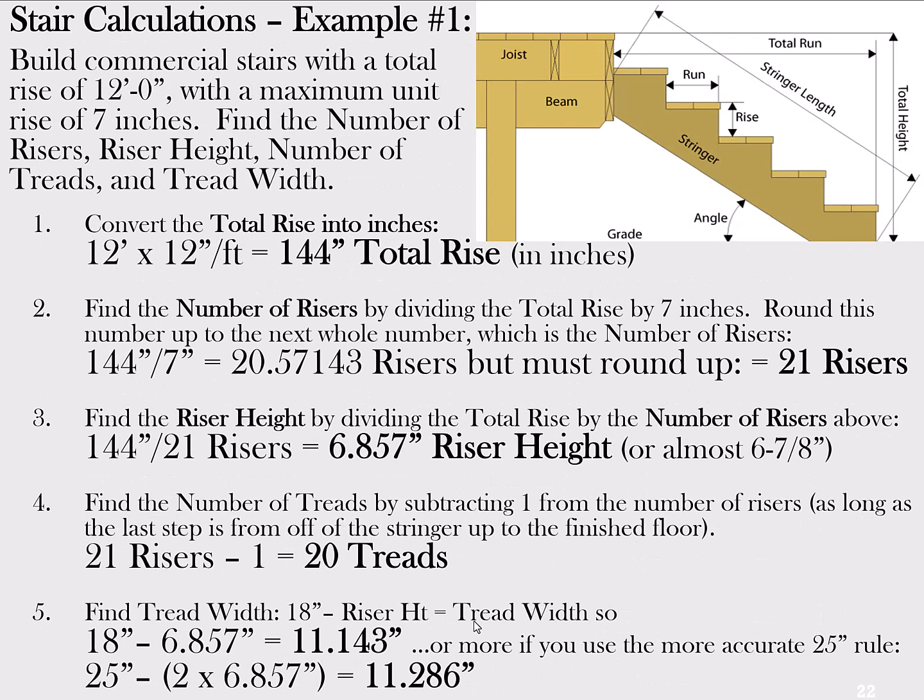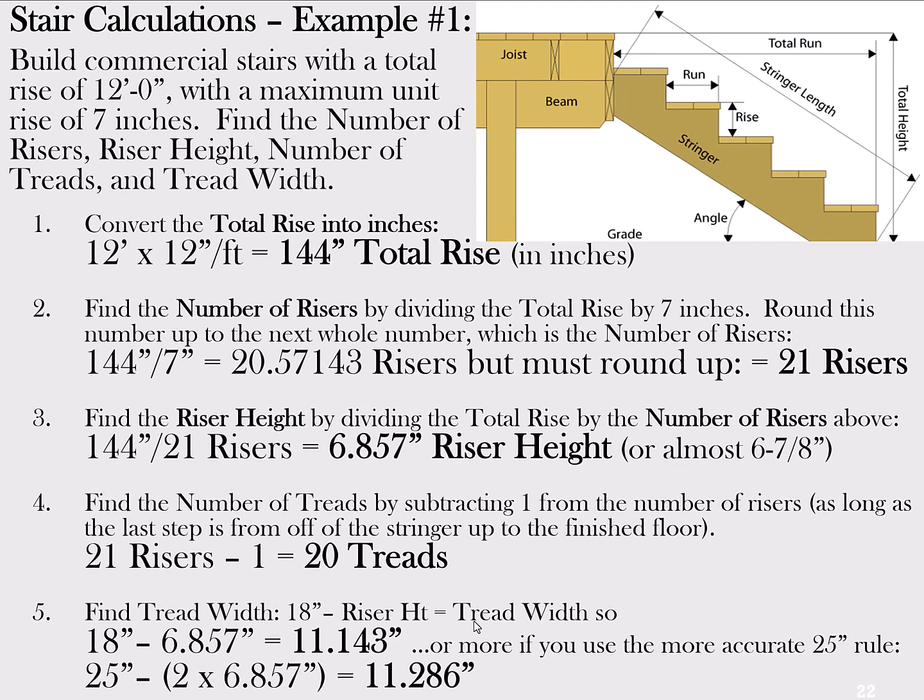Okay, so here's my first example. I remember I told you the highest vertical climb you can do on stairs by OSHA and by the building codes is 12 feet. That's a number that's universal. So no higher than 12 feet. So I'm using the longest stairs you can have without having a landing somewhere. So here it says, build commercial stairs with a total rise of 12 foot 0 inches with a maximum unit rise of 7 inches. So we're going to find the number of risers, the riser height, the number of treads, and the treadboard width.